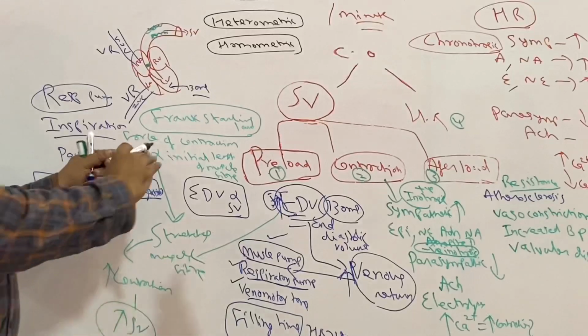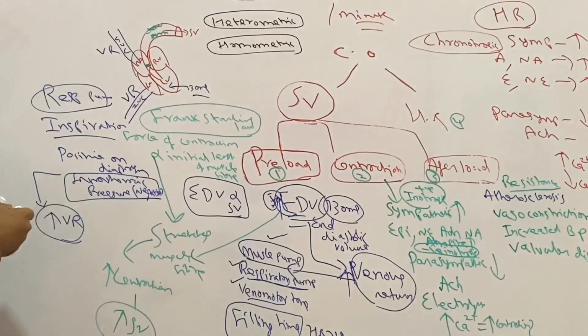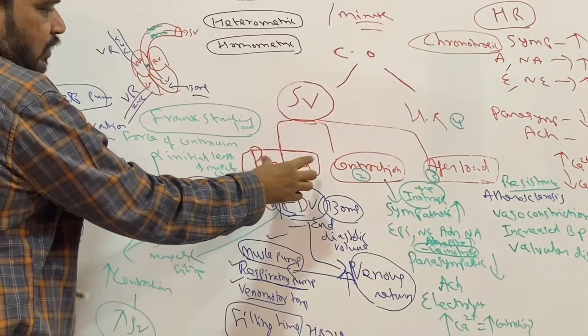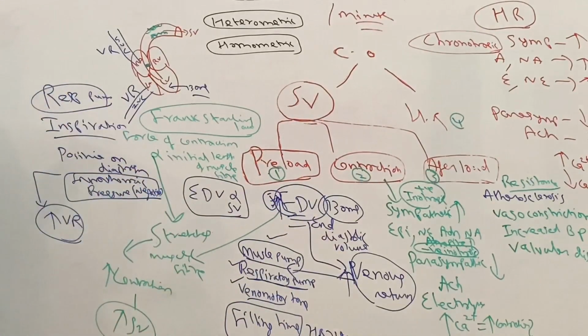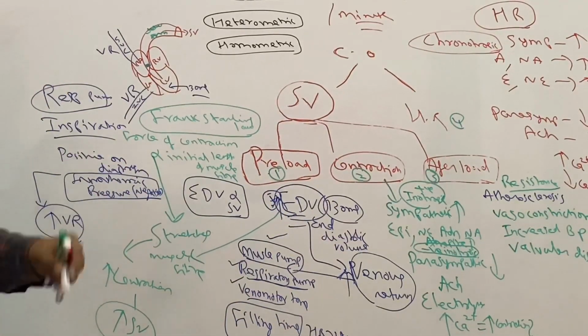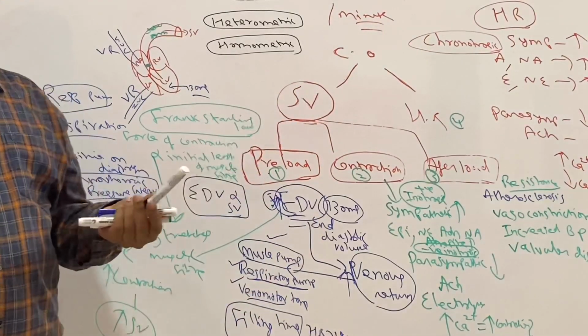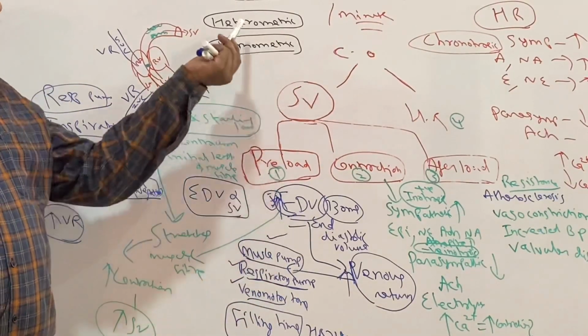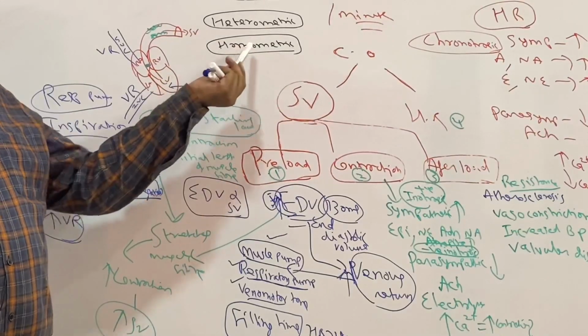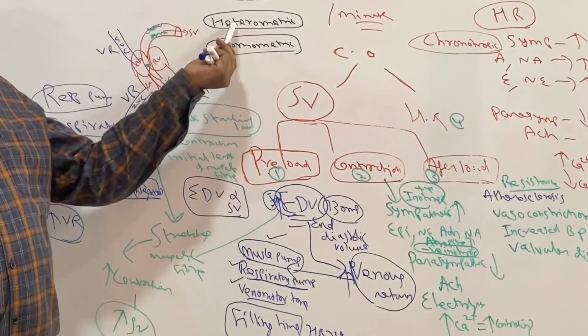So I will just tell, already we discussed, for example, imagine this preload. This preload is nothing but depending on the initial length of the muscle fiber. So only when the length varies, there is going to be increased stroke volume. So you now can answer yourself whether this preload is heterometric or homometric. Homo means same length, hetero means different length.